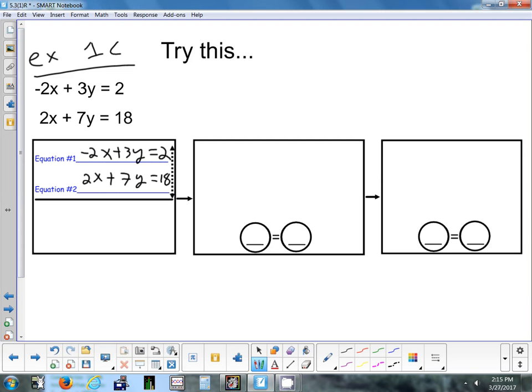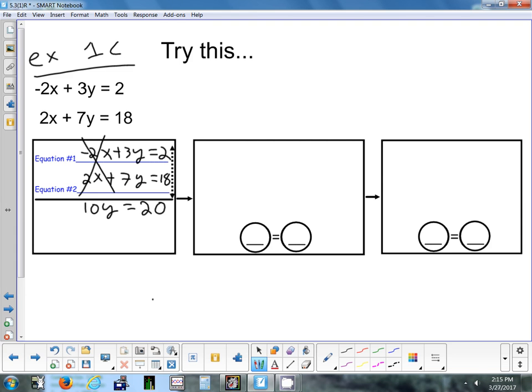What letter is going to disappear here when we add these up? Well, there's a negative there. You just can't see it. Yeah. The negative 2x is going to cancel with the positive 2x. Those are going to cancel out. And now add what's left. Natalie, when I add up my y's, what do I get? Good. 10y. And now add up my numbers. Antonio, what's 2 plus 18? 20.